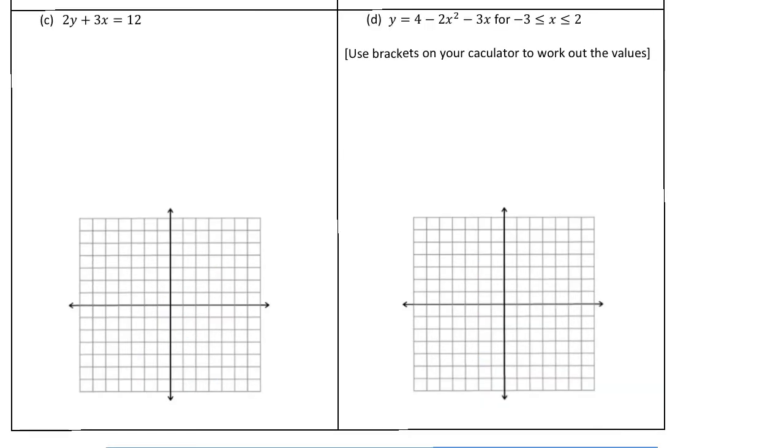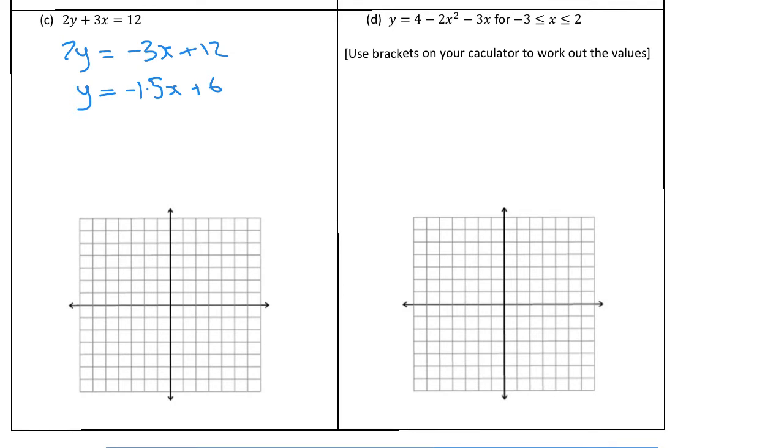Example C, if we were going to use our table of values, what we need to do is rearrange this into the form y equals mx plus c. So we'd have to do 2y equals minus 3x plus 12, and then divide by 2 to get y equals minus 1.5x plus 6. But that's not that easy, it's a wee bit awkward.